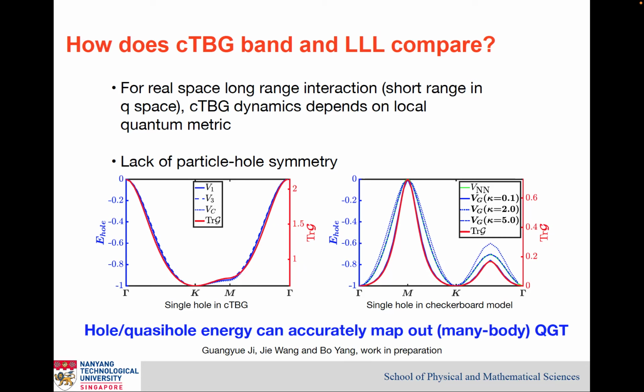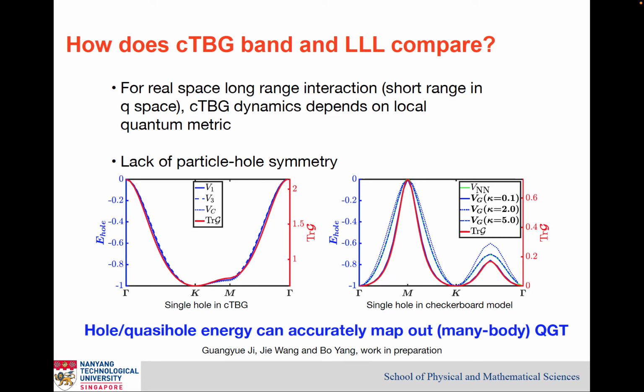I'm almost done. If you look at a single electron in a flat band, it's pretty dispersionless. But if you look at a single hole in the band, it's not dispersionless with interaction because of this Berry curvature. What is interesting here is that for a large family, almost all the interactions you consider, the hole energy traces the Berry curvature very nicely. This is not something obvious. For short range interaction in Q space, it is obvious, we can show analytically, but for long range, that's not true. But because maybe of the form factor decay, this is indeed the case.